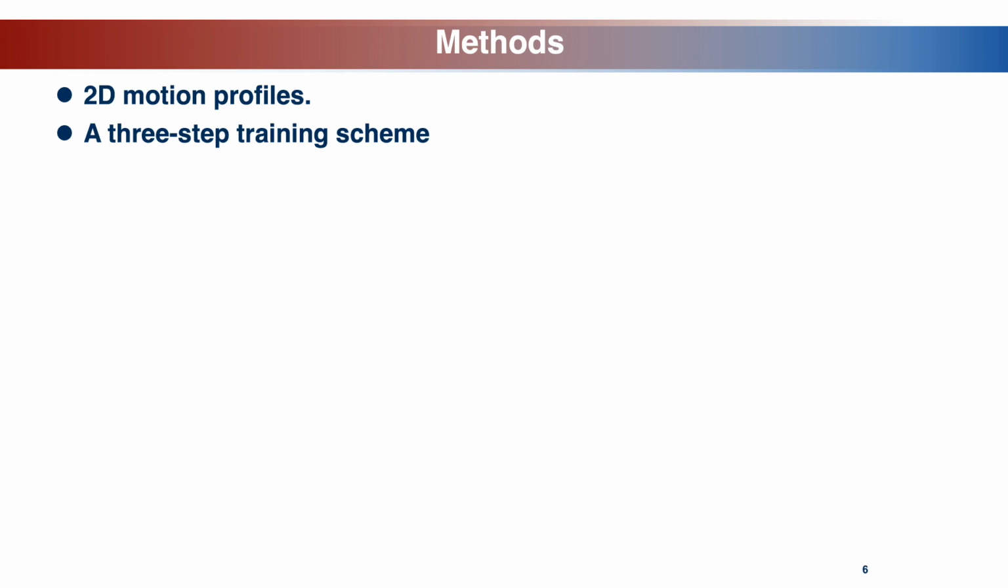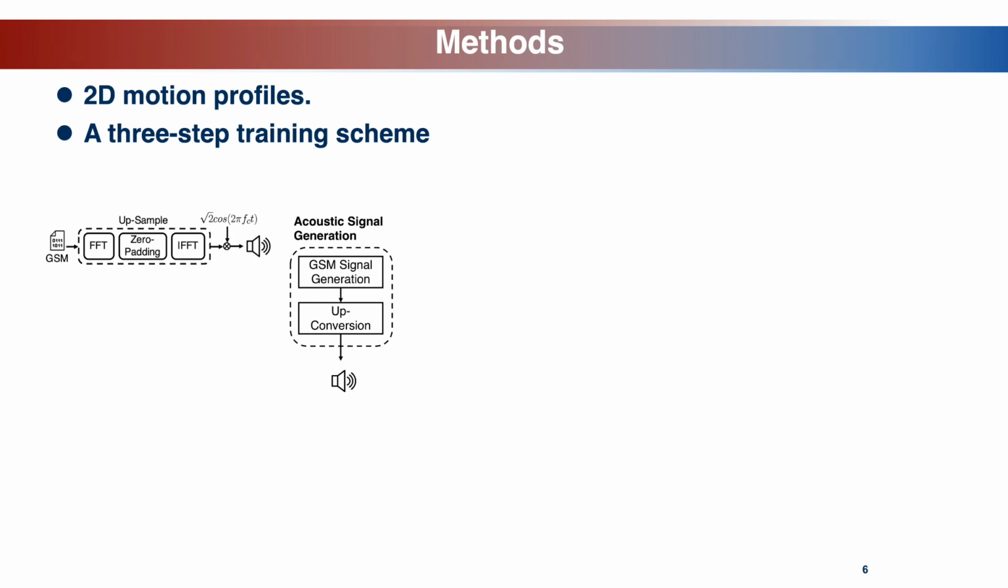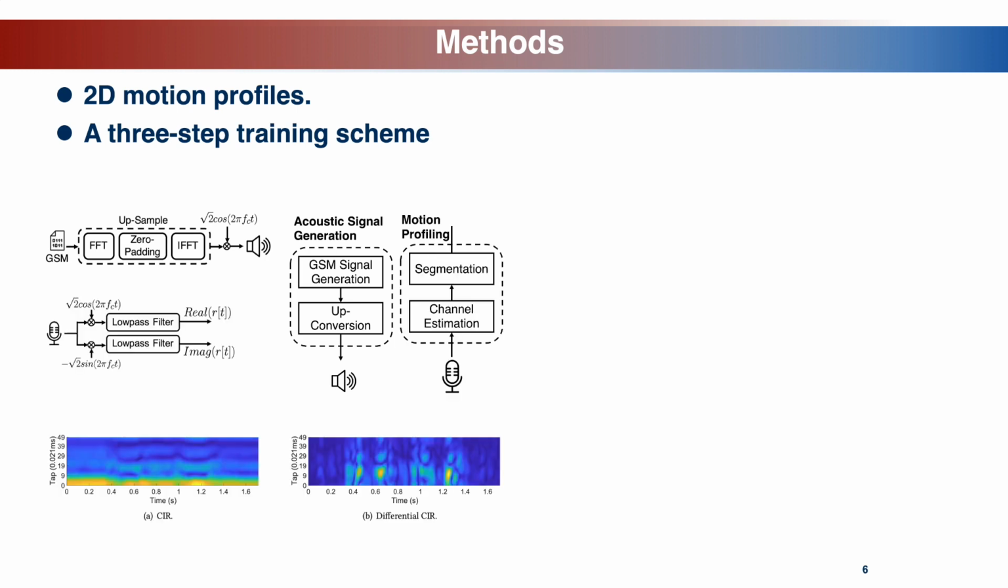To estimate 2D motion profiles, we first generate the transmission signal with GSM sequence, and upconvert the signal to an inaudible band, which is then played by a speaker. At the receiver side, we convert the acoustic signal to baseband and perform cross-correlation to estimate the channel impulse response, before extracting 2D motion profiles by computing the differential CIR and segmenting the moving period.